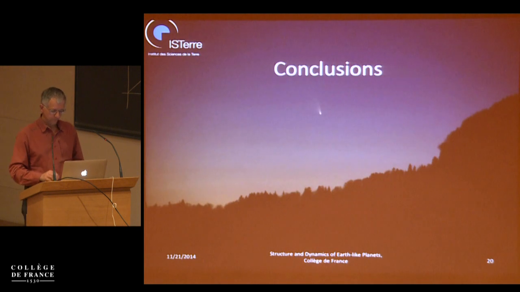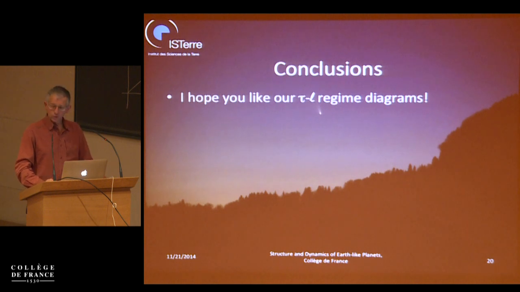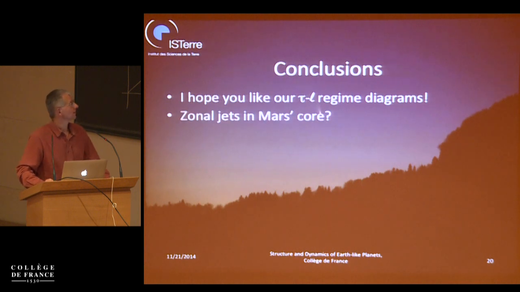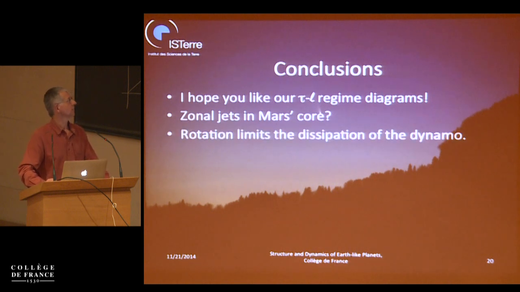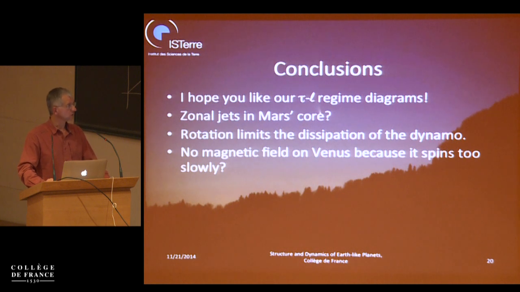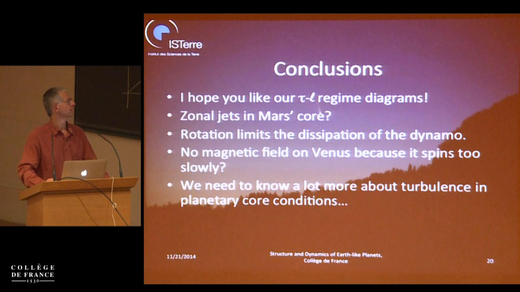So in conclusion, I hope you like our towel diagrams. I'm not sure from what I've seen on your faces, but you'll tell me later on, okay? It's very new. Should we expect zonal jets in Mars core? That's one of the suggestions I made. I think that rotation limits the dissipation of the dynamo, which is why we can have it work the way it works in the Earth. For that reason, maybe no magnetic field on Venus because it spins too slowly, at least today.